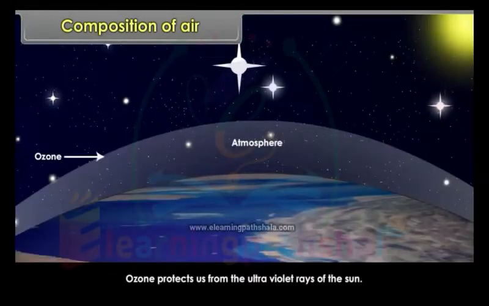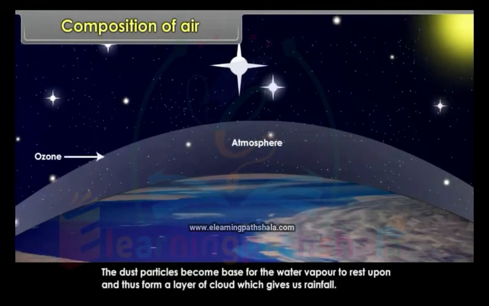Ozone protects us from the ultraviolet rays of the sun. The dust particles become base for the water vapor to rest upon and thus form a layer of cloud which gives us rainfall.